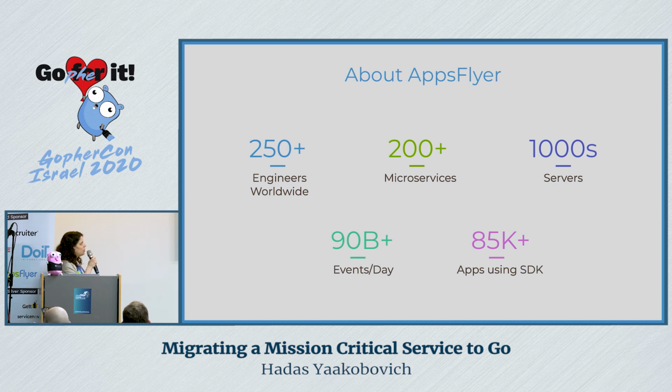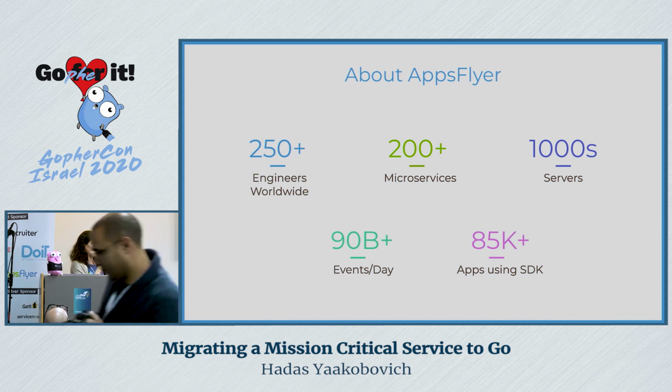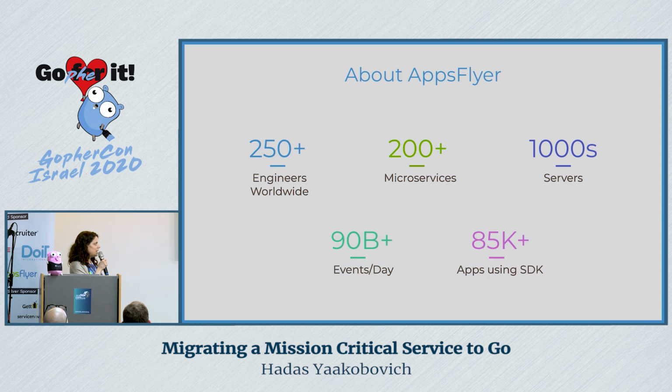We have over 250 engineers worldwide, 200 unique microservices, thousands of servers up on AWS, 90 billion events coming into our system a day. And I'll say that again because that's a really big scale. 90 billion events coming into our system a day. We have 85,000 apps which have our SDK implemented, and our services are built using a microservice architecture, and we have tens of deployments a day.